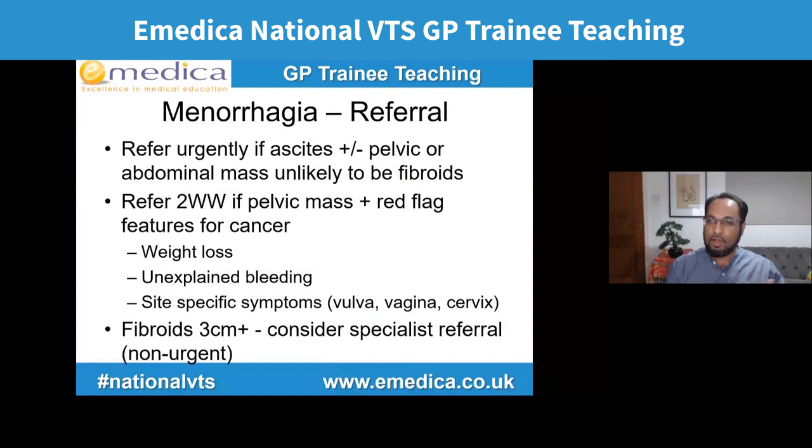Refer urgently if they've got ascites, because with ascites we should be thinking about possible cancer. And or if there's a pelvic or abdominal mass that doesn't fit with the feeling of fibroids: something craggy, something really firm, something that's in one place and sort of tethered. Refer under a two-week referral for suspected cancer if they've got a pelvic mass and then red flag features for cancer, like the ones you guys have mentioned. So weight loss, unexplained bleeding, okay? Or if they've got site-specific symptoms. So for example, ulceration on the vulva, ulceration in the vagina, or if you see changes in the cervix that are worrying.